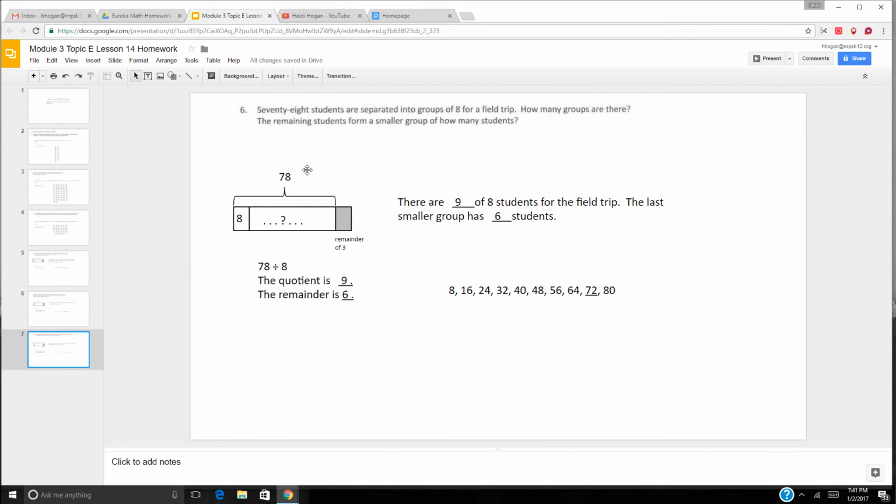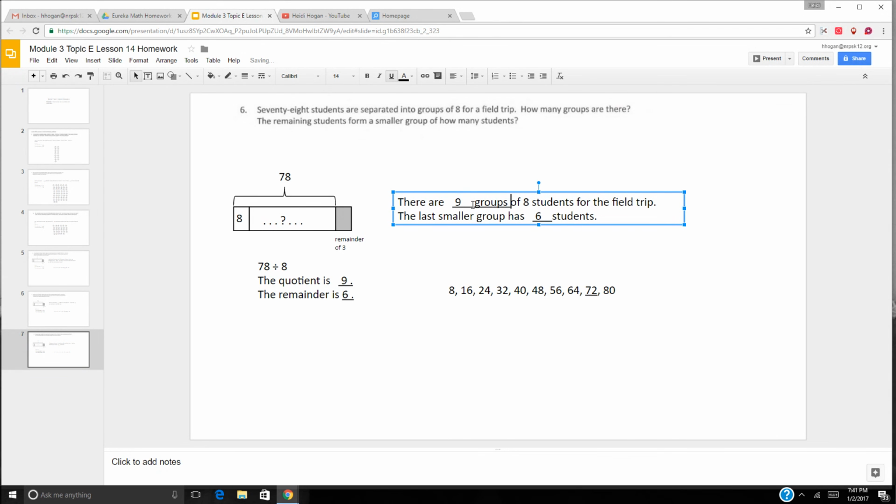Okay. 78 students are separated into groups of 8 for a field trip. How many groups are there? The remaining students form a smaller group of how many students? So there are blank groups of 8 students for the field trip, period. The last smaller group has blank students.